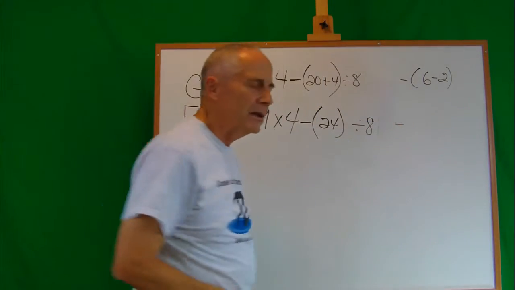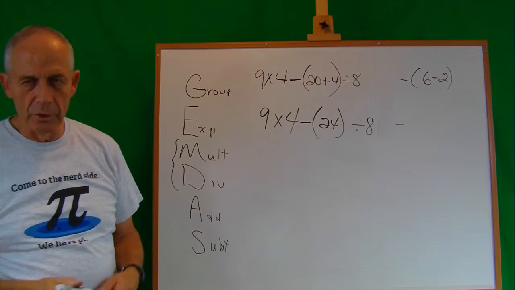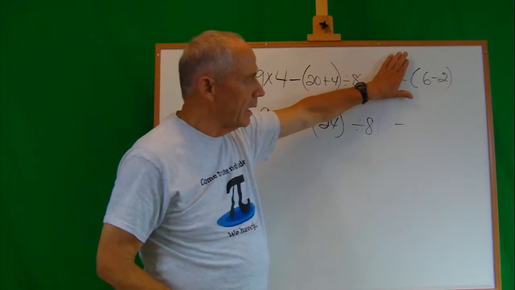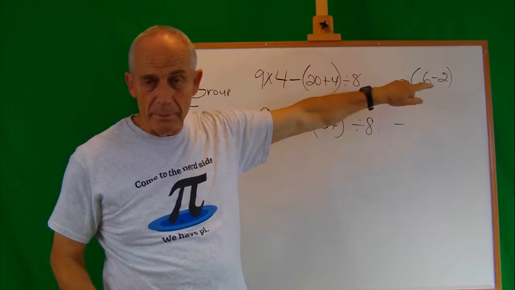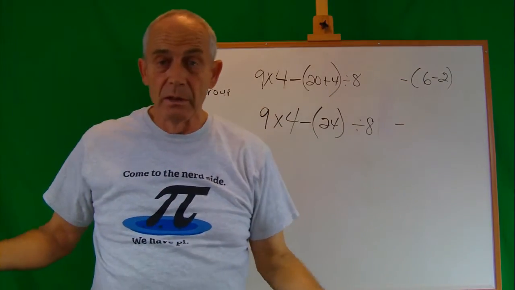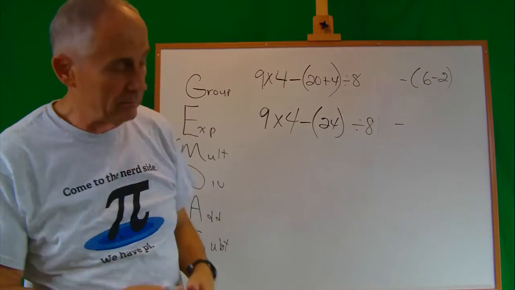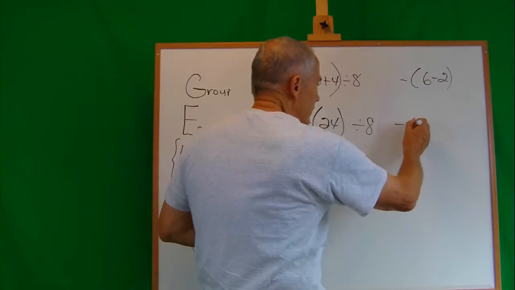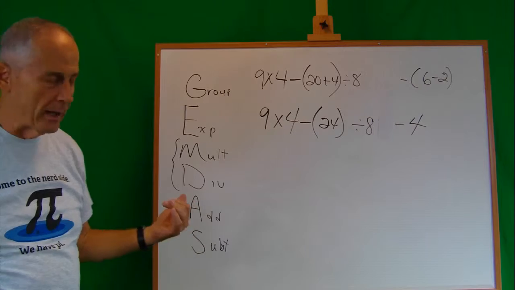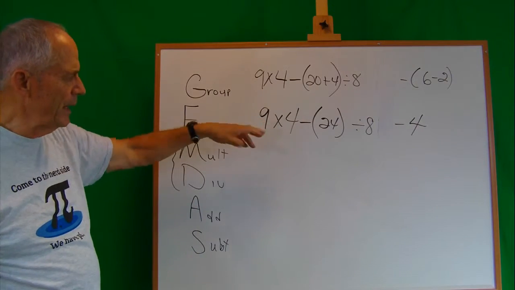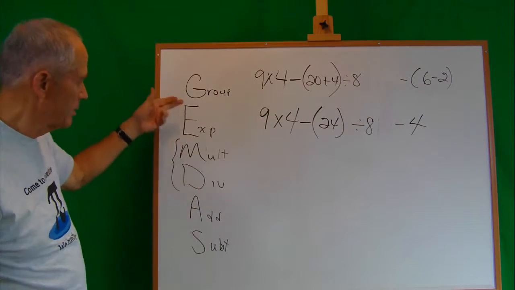And now I'm going to deal with this other grouping symbol. And all I'm going to look at is what's inside the parentheses. That's my grouping symbol. And inside my parentheses, I've got 6 minus 2. Well, that's not hard. I can handle that. So that's going to be 4. So far, they're not difficult. Okay, now I'm going to go on to the next one.